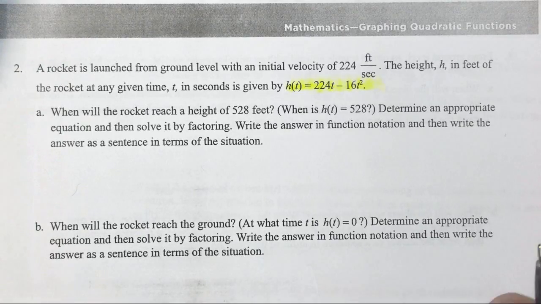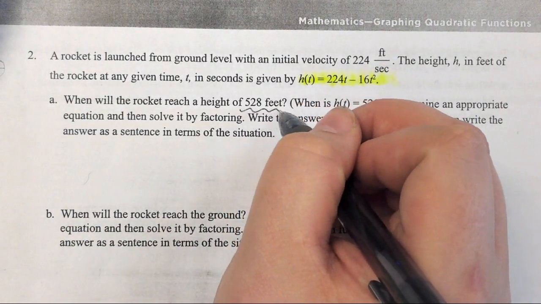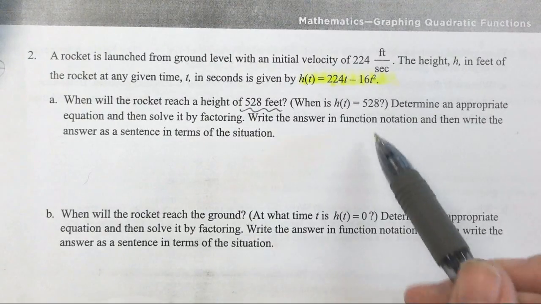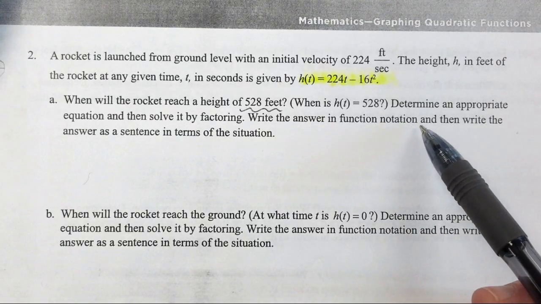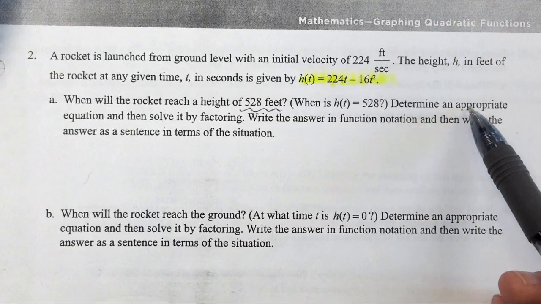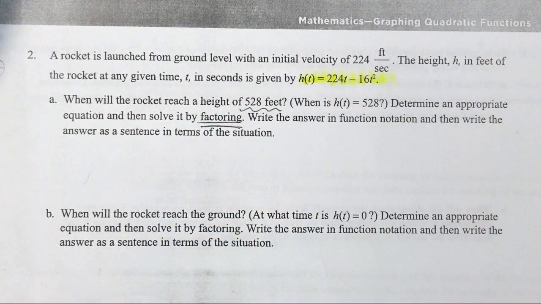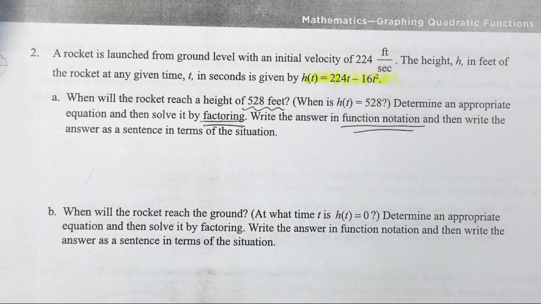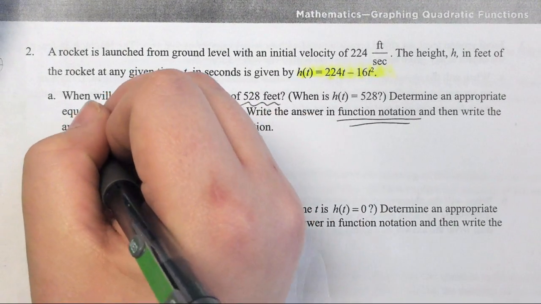Okay, so the first one says, when will the height of the rocket reach a height of 528 feet? We want to know when the rocket will be that high in the air. And then they tell us something useful in parentheses. We'll come back to it in a second. And then we see our least favorite words. Determine an appropriate equation and then solve it by factoring. Write the answer in even more favorite words, function notation, and then write an answer as a sentence in terms of the situation. Okay, so let's go one tiny step at a time.